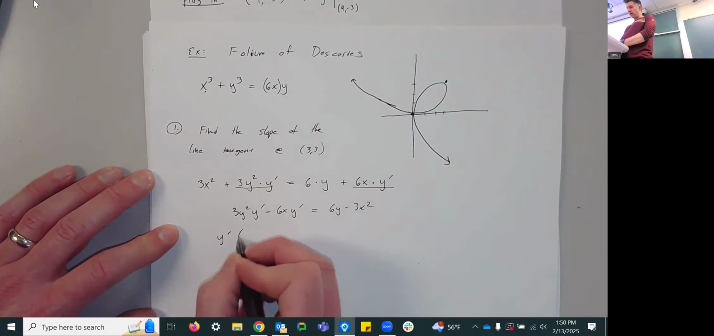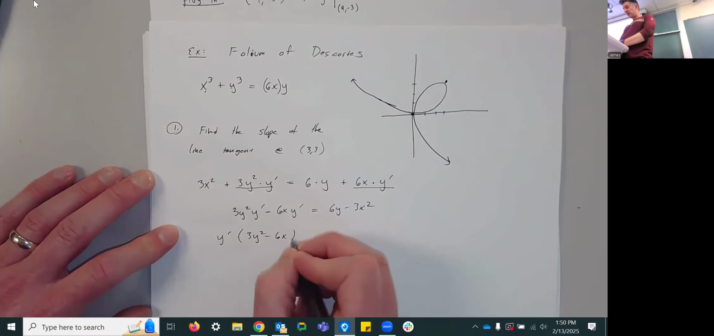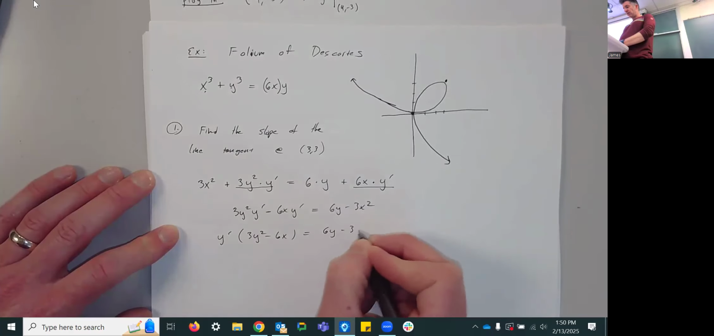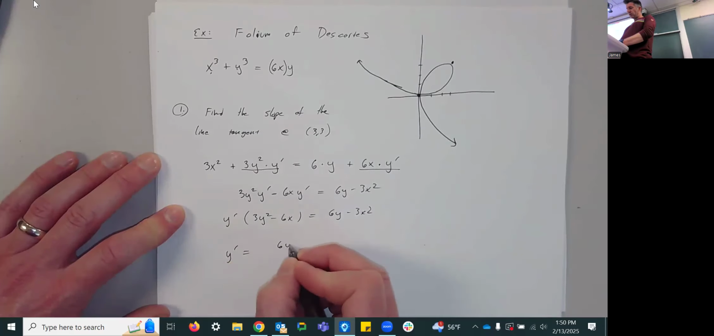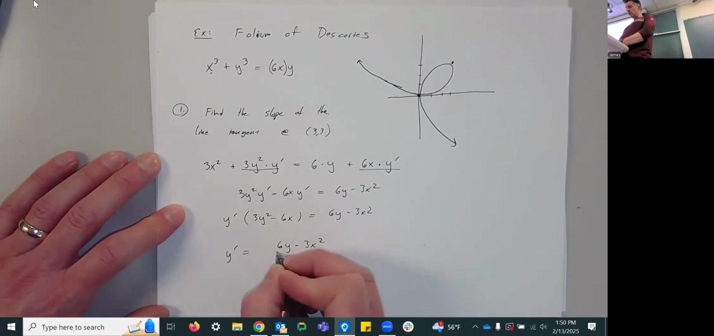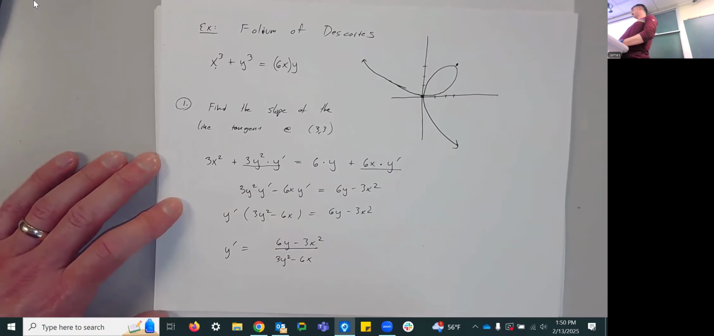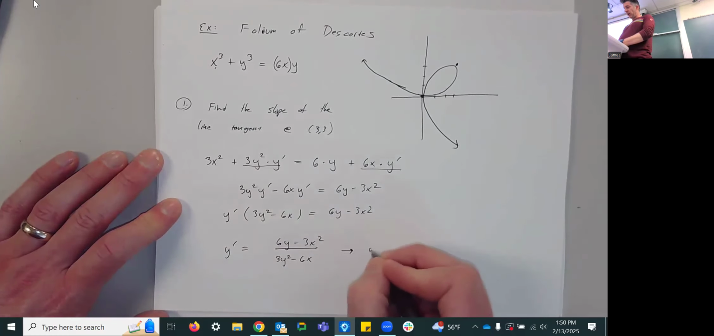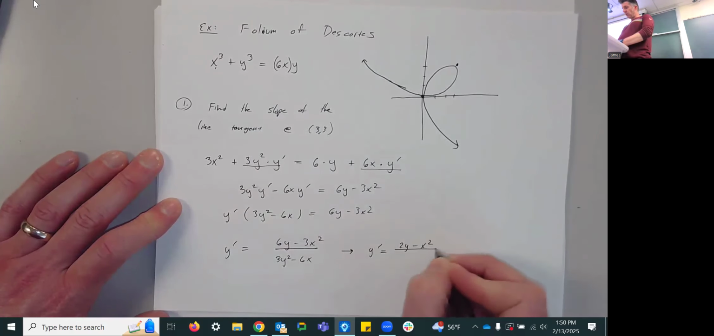Factor out the y prime. So y prime times 3y squared minus 6x equal to 6y minus 3x squared. Divide both sides by that. And usually that's about as far as you can go. In this particular example, there is one more thing we could do. We could factor out a 3 from the top and the bottom and cancel it and say that y prime is equal to 2y minus x squared over y squared minus 2x.